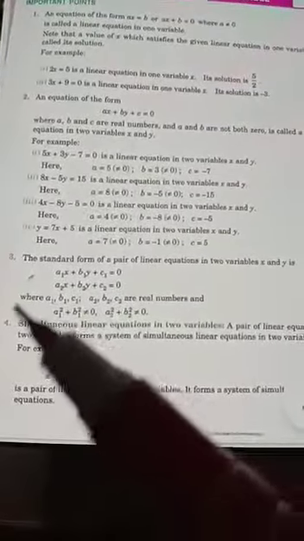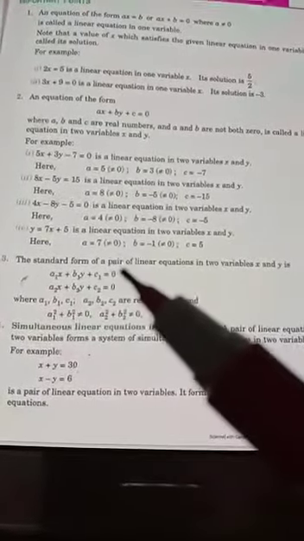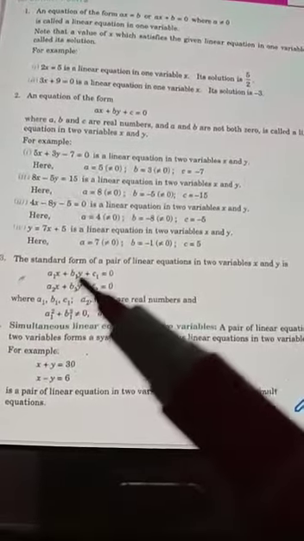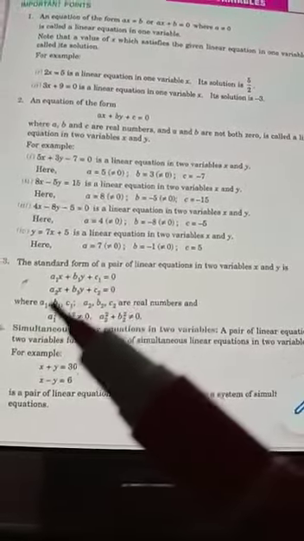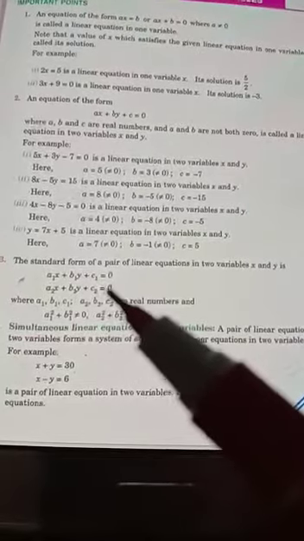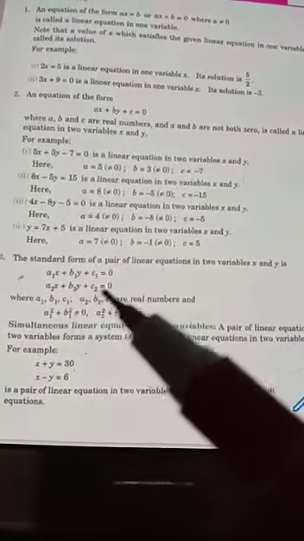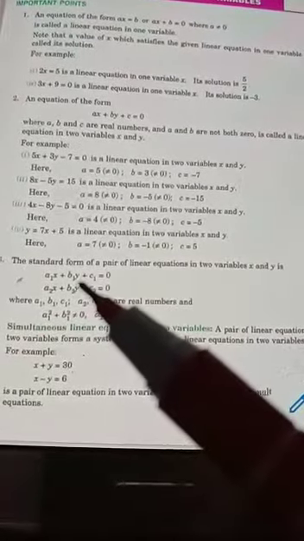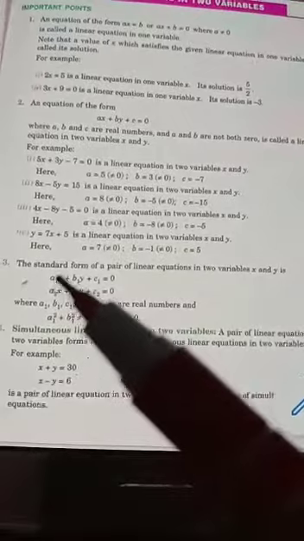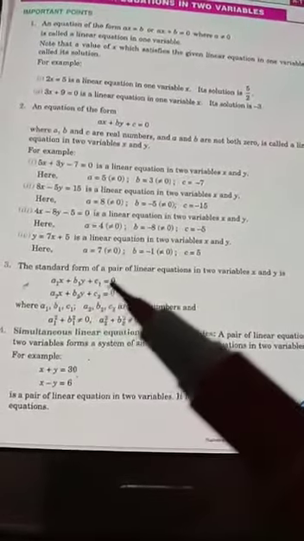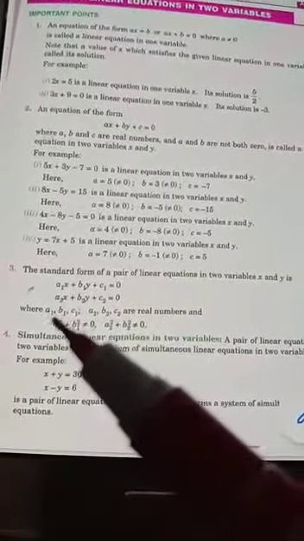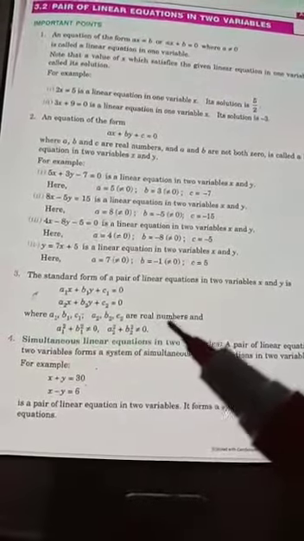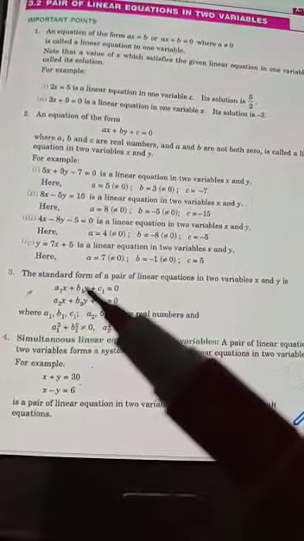Third important point: the standard form of a pair of linear equations in two variables x and y is a1x + b1y + c1 = 0, a2x + b2y + c2 = 0. These two equations are said to be the standard form of linear equations of two variables, where a1, b1, c1 and a2, b2, c2 are real numbers. Coefficients of variables are real numbers.